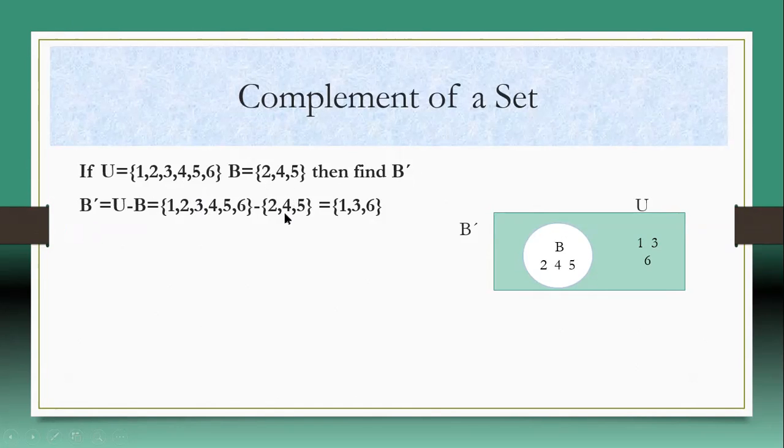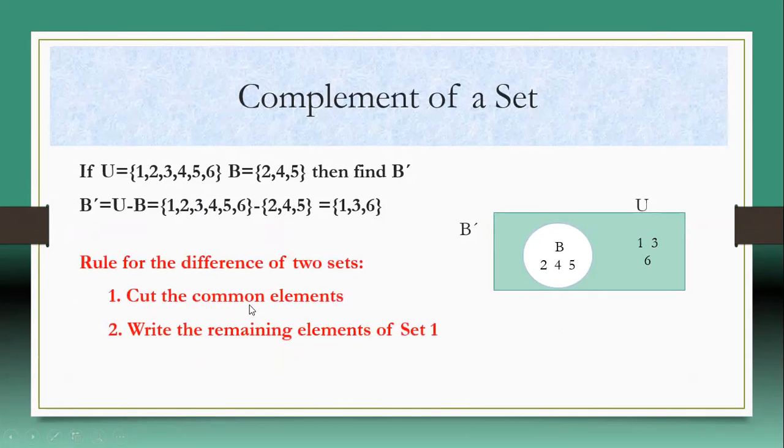Now, how can we do the subtraction? Do you remember the rules which I told you? Yes. So here are the rules. Just cut down the common elements. So the common elements are 2, 4 and 5. Second rule is write the remaining elements of set 1. So the remaining elements are 1, 3 and 6. So we get the answer 1, 3, 6. Okay.